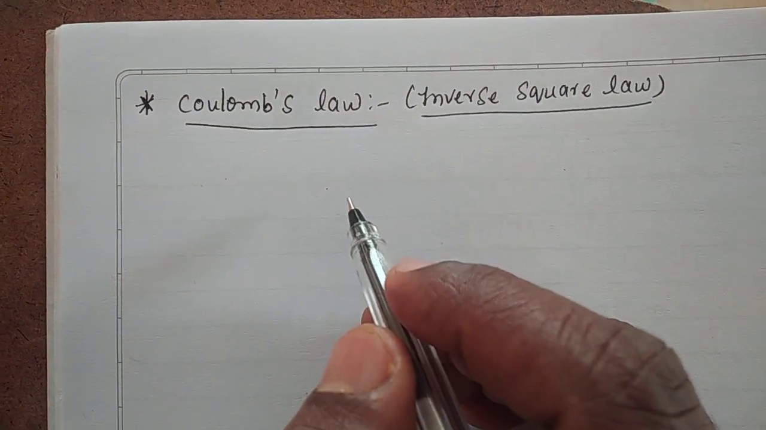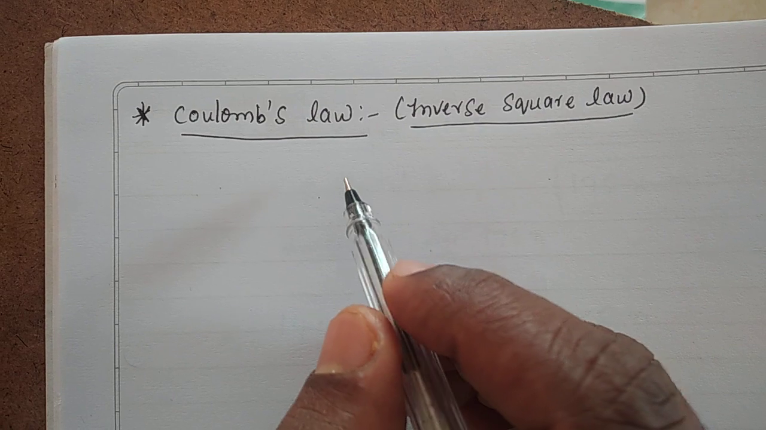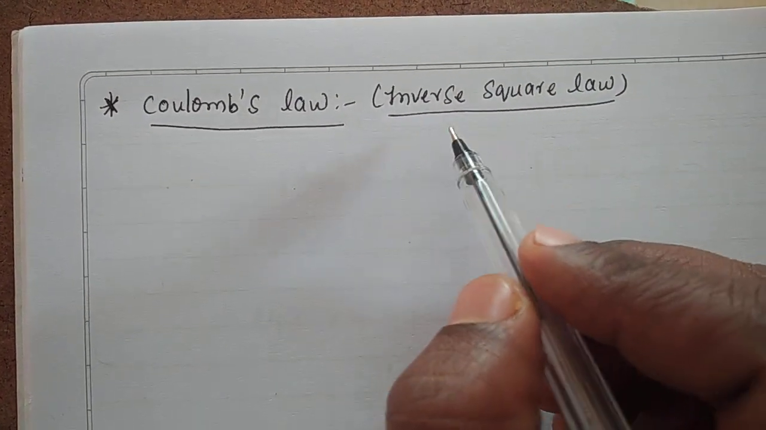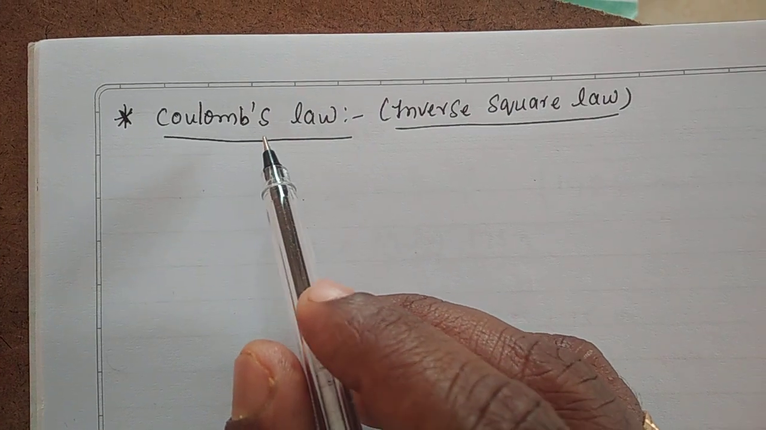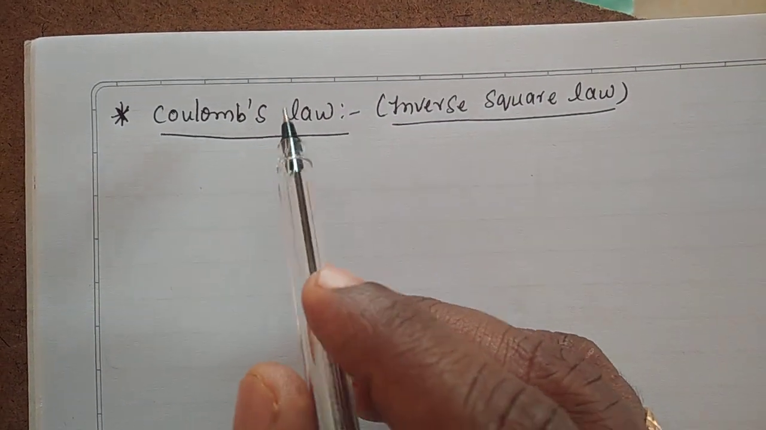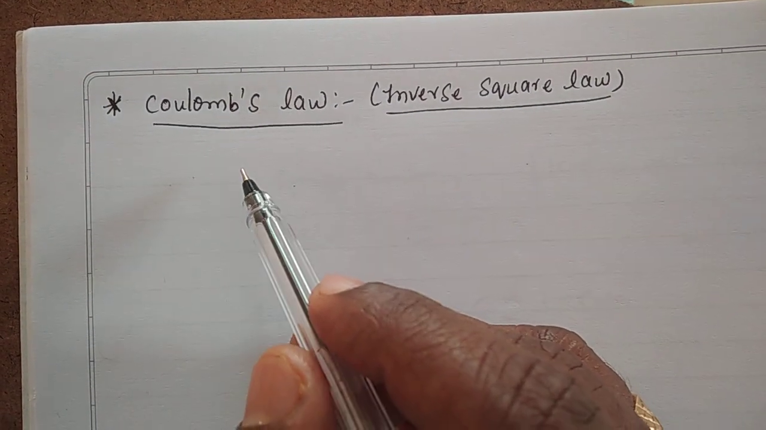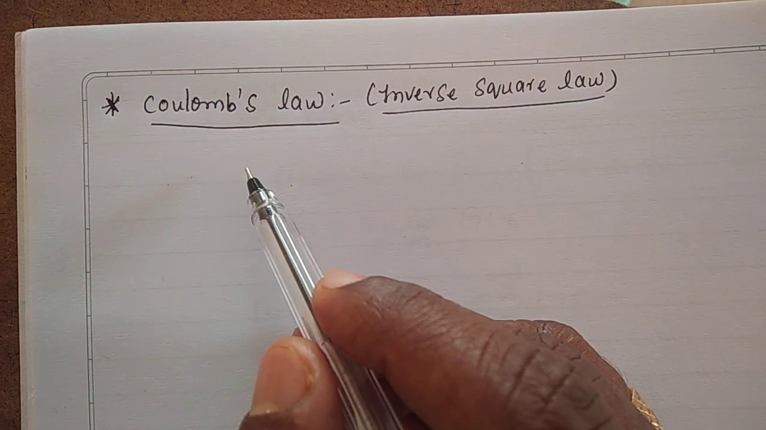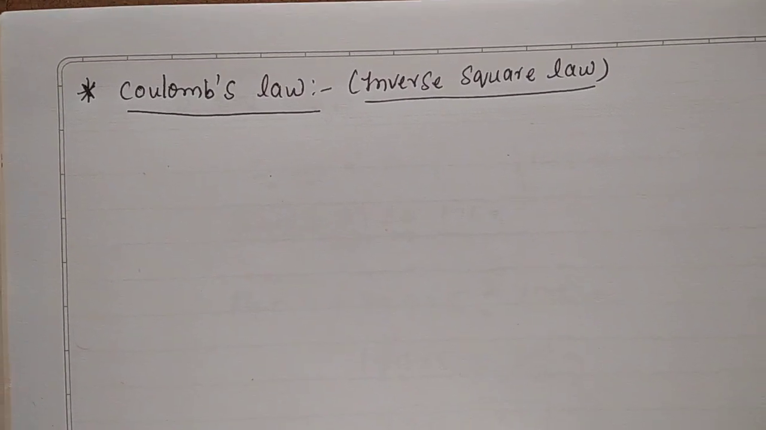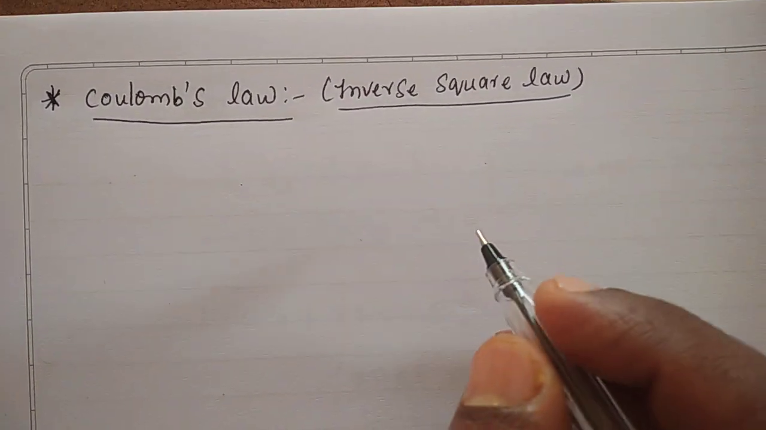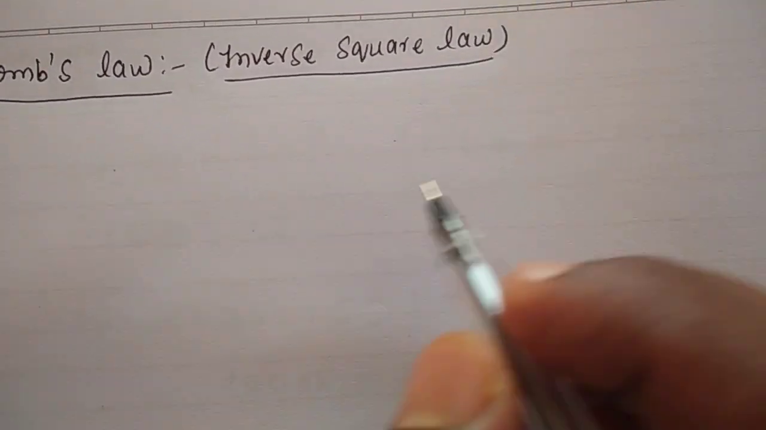In this session, we discuss Coulomb's law, also known as the inverse square law. What is the use of this Coulomb's law? It is the electric force between charged objects, which was quantitatively studied by Charles Coulomb. The force of attraction or repulsion between two charges exists even in a vacuum.